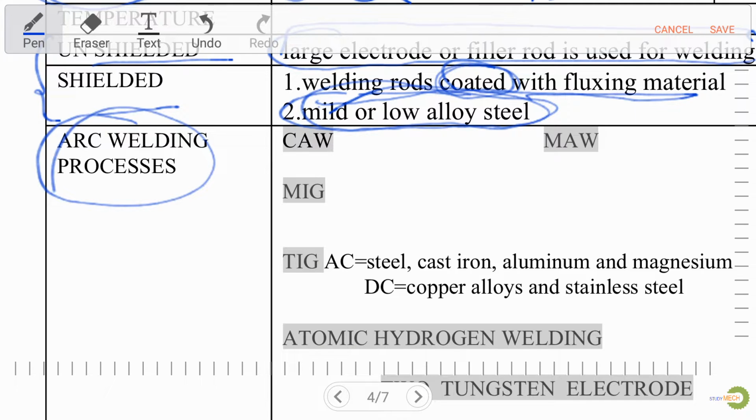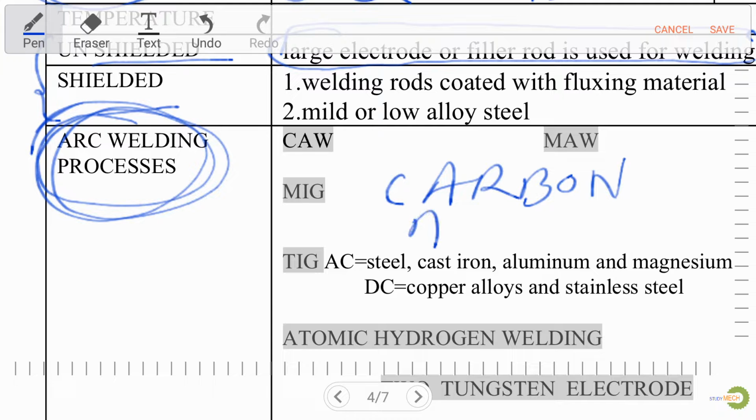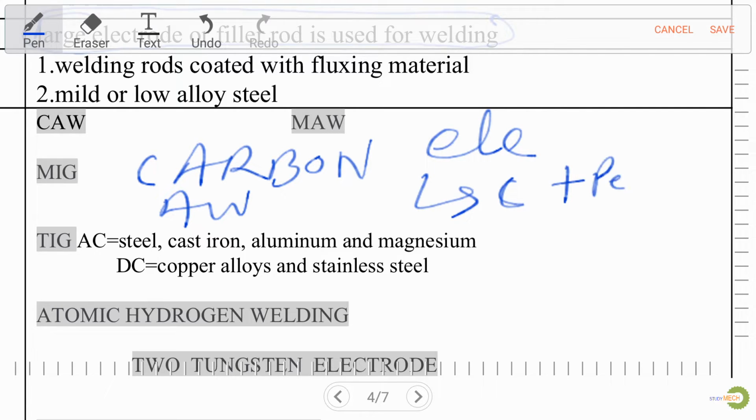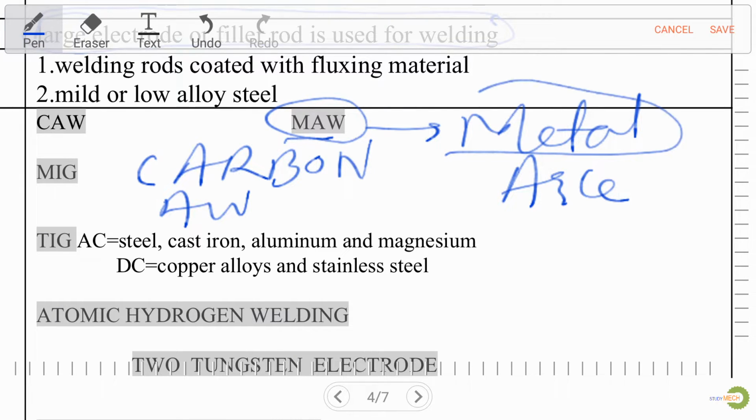Now arc welding processes, very important. CAW means carbon arc welding process. In carbon arc welding, the welding electrodes are made from carbon plus pasting material. Now pasting material is used for binding the carbon electrode. Now next is MAW, metal arc welding. In metal arc welding, as we know, the electrode is made of metal, or we can say the electrode metal is similar to the base metal, remember.